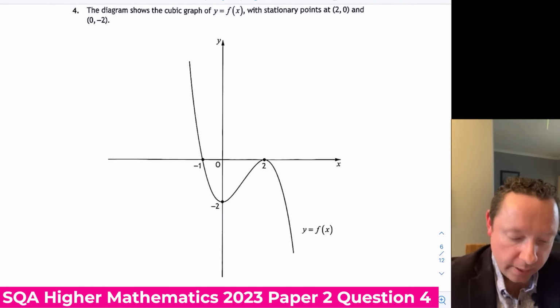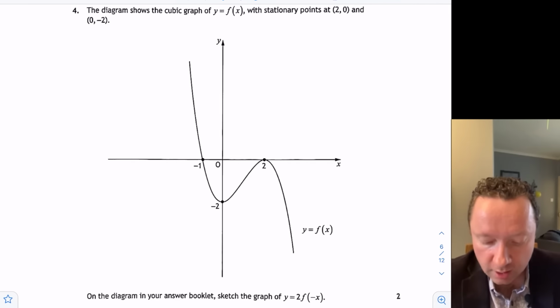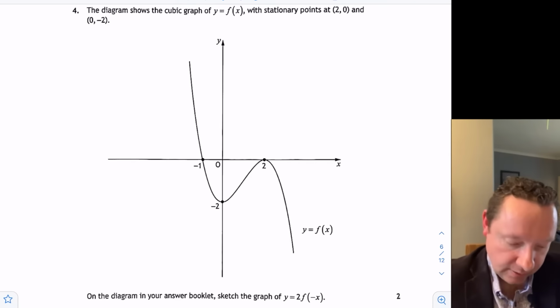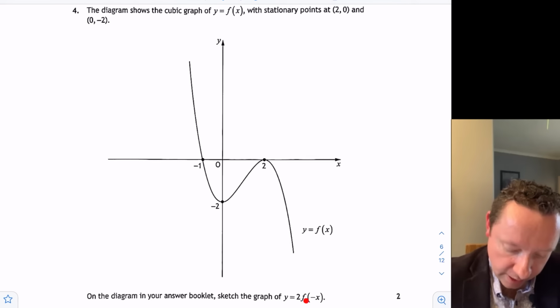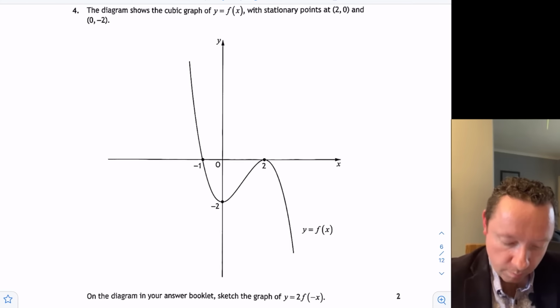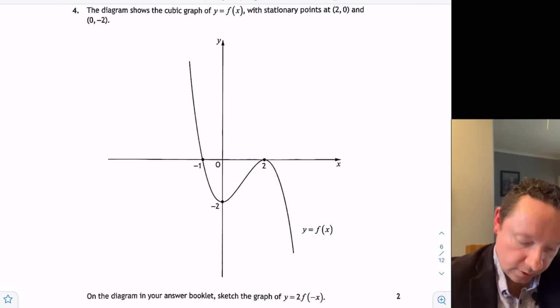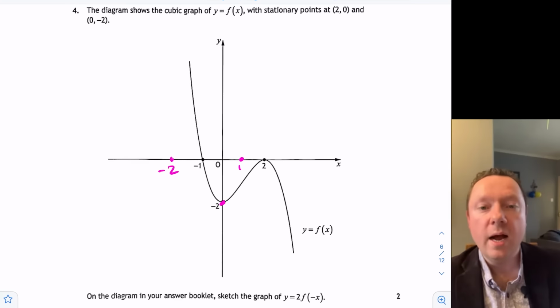The diagram shows a cubic with stationary points (2, 0) and (0, -2). On the diagram in your answer booklet, sketch a graph of 2 times f of minus x. So let's look at this f of minus x. What that means is it reflects in the y-axis because minus 1 becomes 1, 2 becomes minus 2, and so on. So if I take a note on this here, that -1 will end up over there at 1, and that 2 will end up over here at -2, and this one will stay where it is because it's on the y-axis.